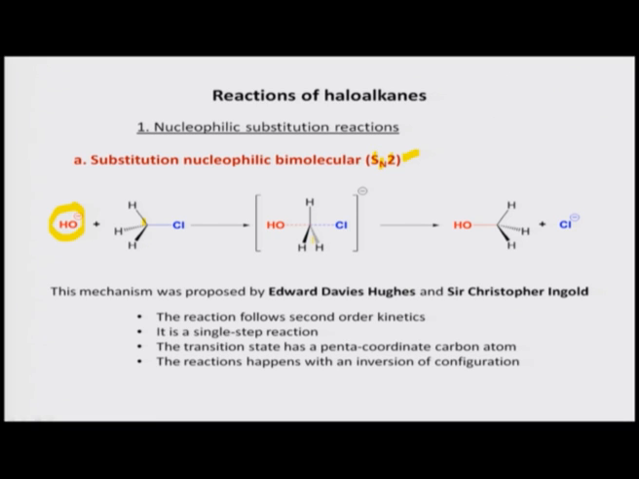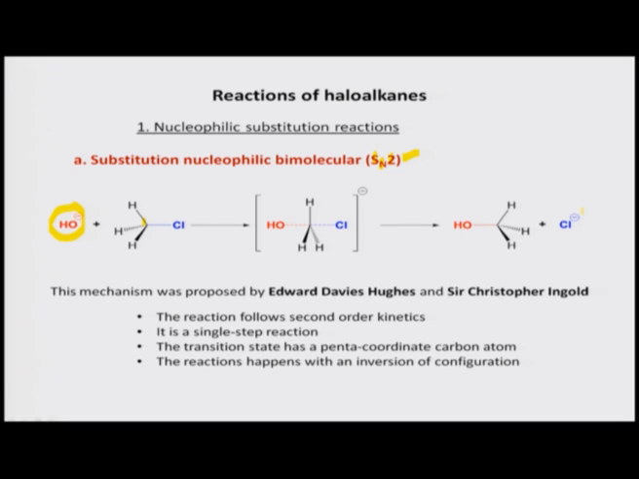So, the whole reaction happens in one step, where initially the carbon chlorine bond starts to weaken and a carbon oxygen bond starts to form, and we get a transition state like this, which then collapses into products where a new carbon oxygen bond is formed and Cl minus comes out. Now, why do we call this a bimolecular reaction?